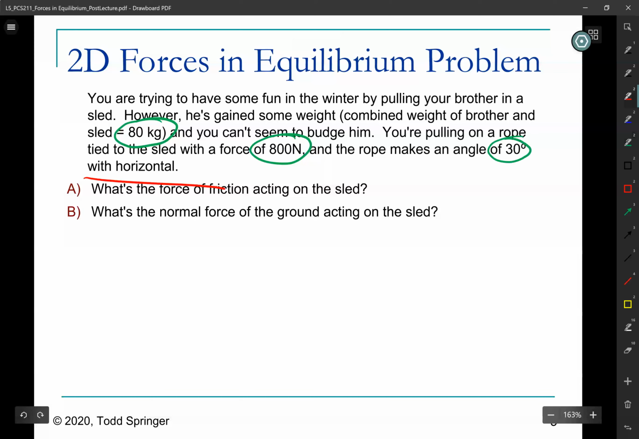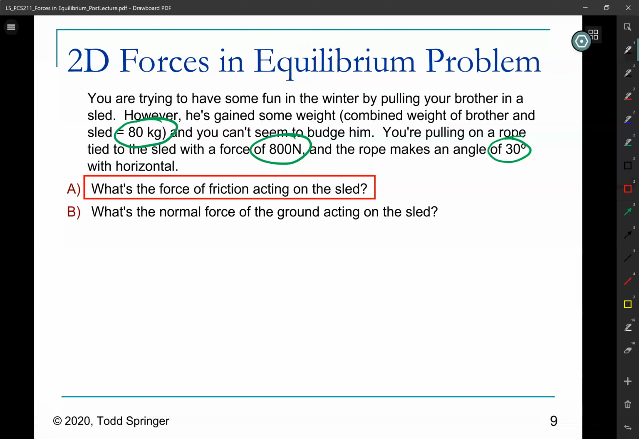Part A. Let's focus on part A. What's the frictional force acting on the sled? All right, so what's step 1? Step 1 is draw a picture. So I'm going to start by drawing a picture. There we go. I sort of drew a cartoon there of the sled being pulled with the rope and the person pulling the rope there. So step 1 is draw a picture, and then we need to think about the forces acting.